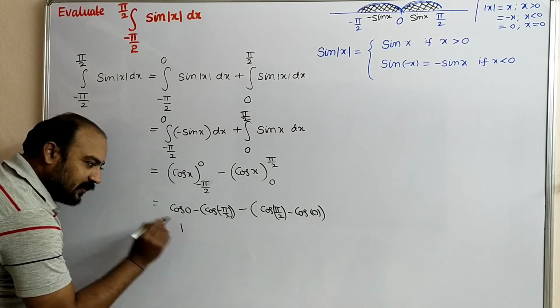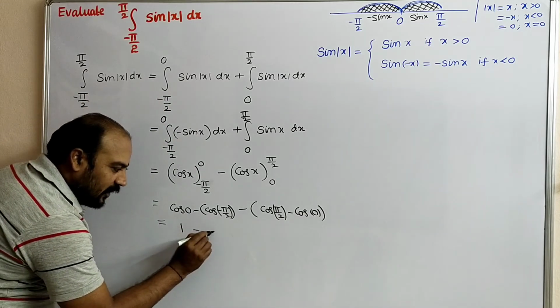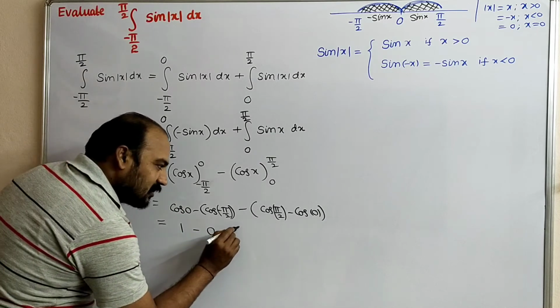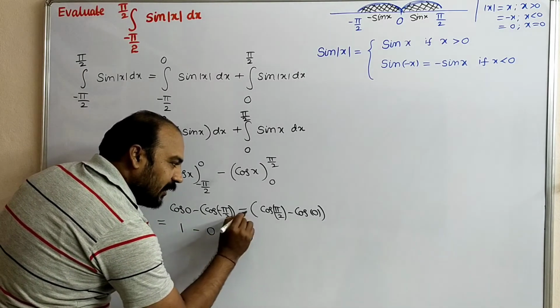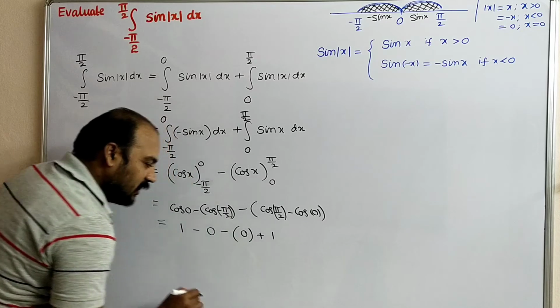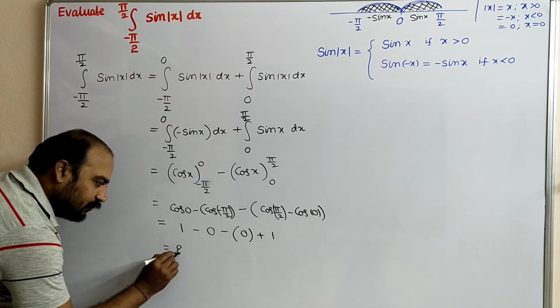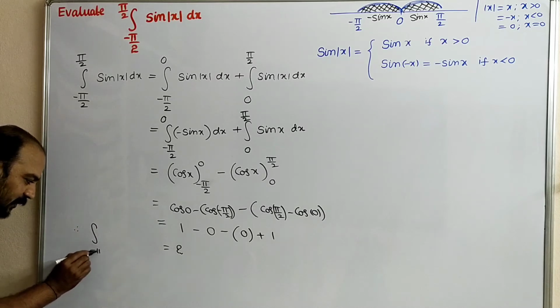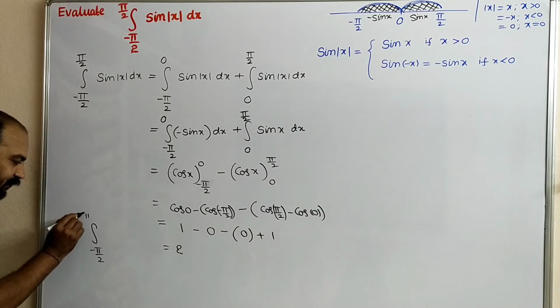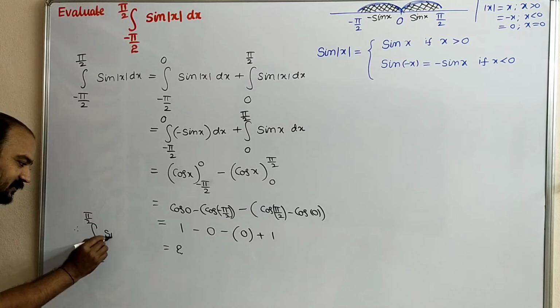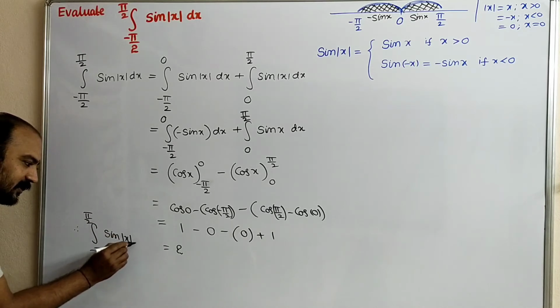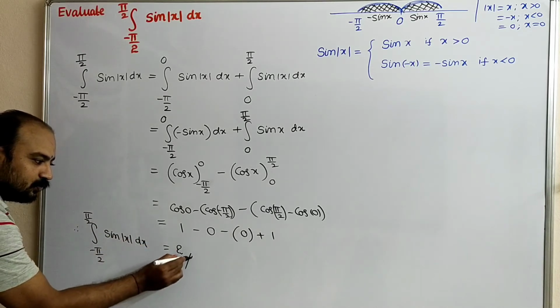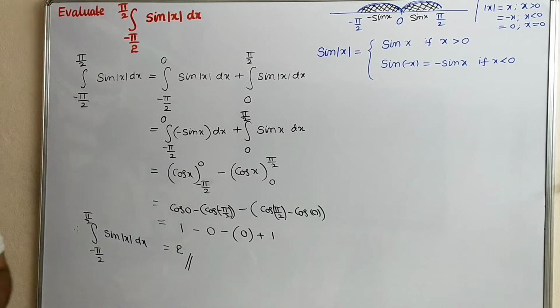Cos 0 value is 1, cos pi by 2 value is 0, minus cos pi by 2 value is 0, minus into minus plus cos 0 value is 1. So 1 plus 1 is 2. Therefore, conclusion step: integral minus pi by 2 to pi by 2 of sin mod x dx is equal to 2. This is the way we have to do that. We'll move to the next question.